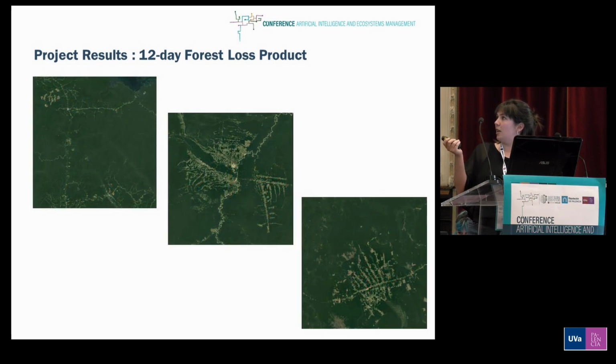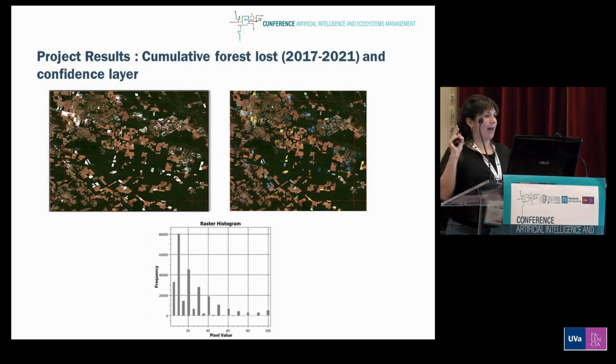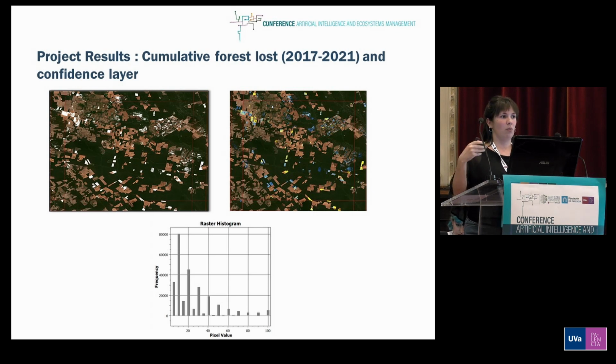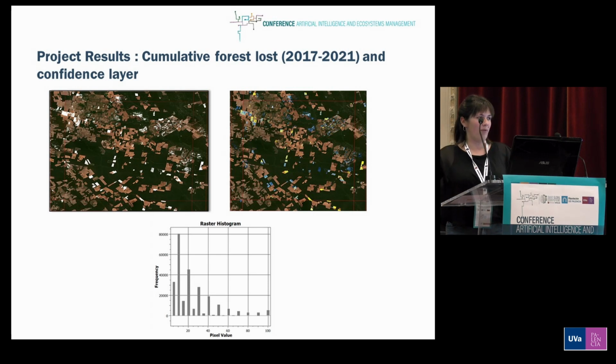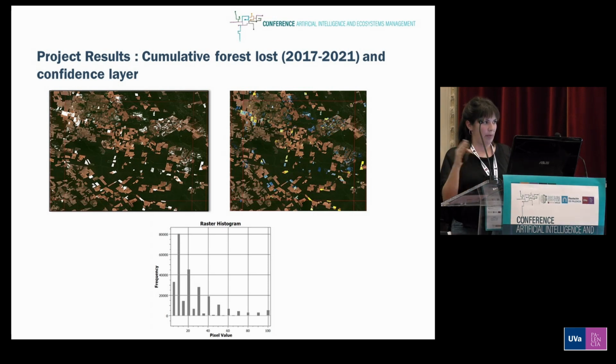Here the changes appear in white, and those are changes detected in the deforestation arc in the Amazonas. So you can see how many changes there are. And which are the outputs of this algorithm? We have 2 outputs. On one hand, we have the accumulative forest loss, which are the changes detected over the whole 5 years period. And also we have the confidence layer, which is how many times one pixel is detected as forest loss over the period analyzed.